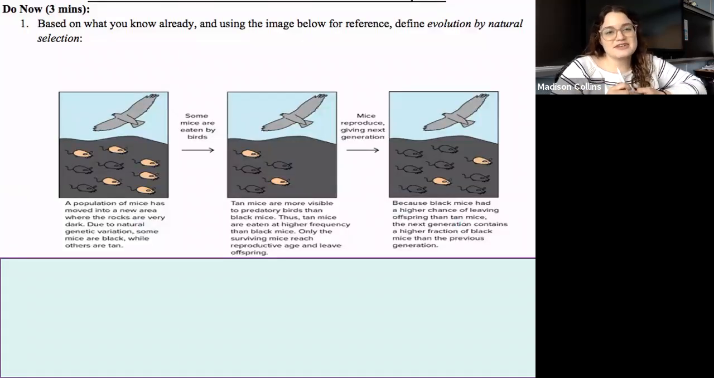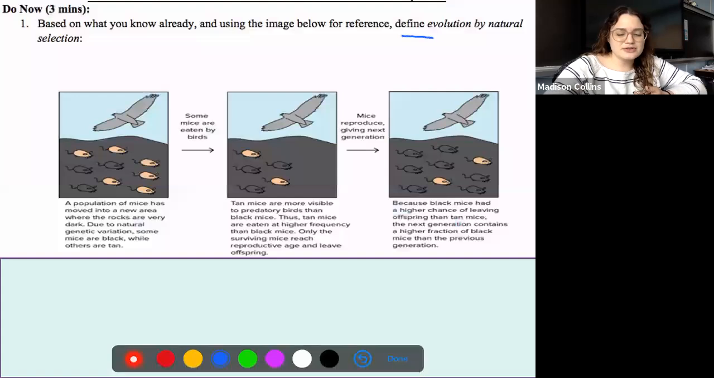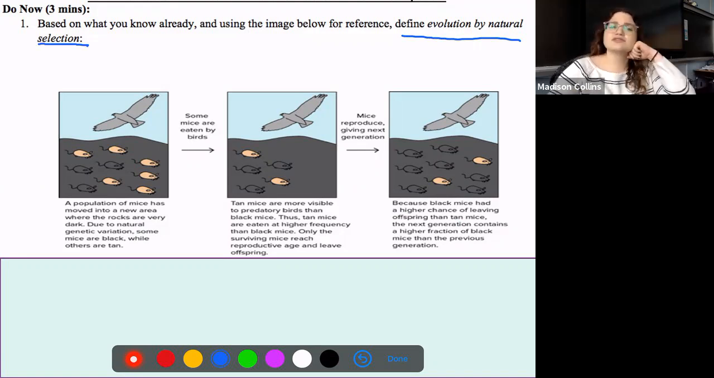So go ahead and pause this video and tell me, based on what you know already, and using the image below for reference, define evolution by natural selection. Check out the text underneath this image and then tell me what's happening here and how this relates to evolution. All right, pause this video and press play when you're ready to review it.